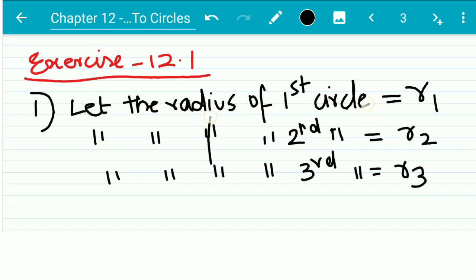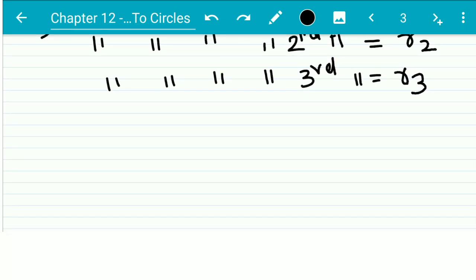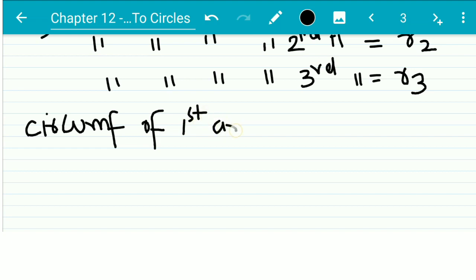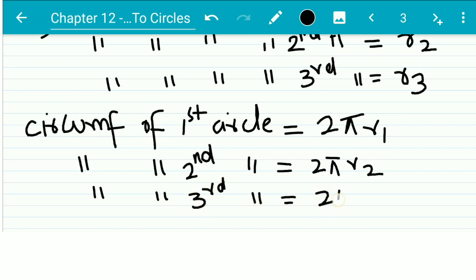Now as per the question, we will write the circumference of the three circles. What is the circumference of a circle? 2 pi r. So the first circle radius is r1, so it will be 2 pi r1. Same way, the circumference of the second circle will be 2 pi r2. Circumference of the third circle will be 2 pi r3.